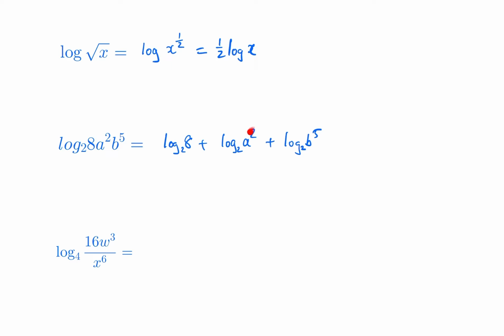Now we need to resolve these exponents. And as we know, according to the property, these exponents come to the front of the log. So then what we end up getting is log of 8 base 2, nothing changes there, plus 2 times the log of a base 2, plus 5 times the log of b base 2.